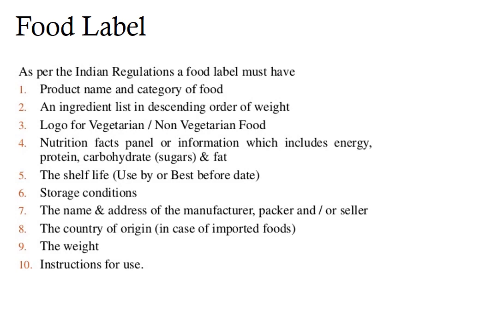So we have completed different materials which are used for food packaging. Now let us look into the regulations which we have to follow while labeling the food package. As per the Indian regulation, a food label must include the product name and the category of food. There should be an ingredient list in descending order of weight. You should also include a logo for vegetarian or non-vegetarian food. Vegetarian food has a green dot as a logo, non-vegetarian food has a red or brownish dot as logo.